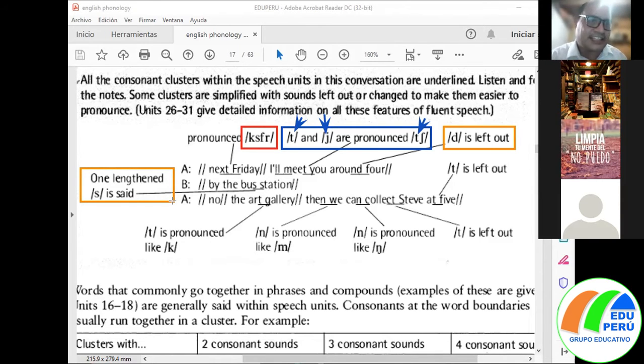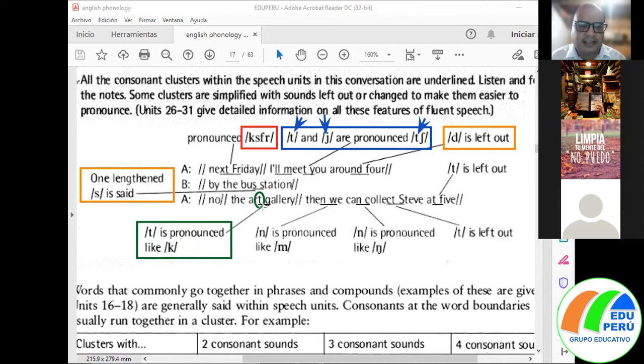Let's continue with the next line. Here we have more things to do. The art gallery. I'm saying this phrase slowly. Art gallery. In art you have the consonant t. Gallery starts with the consonant g. So we have three consonants together. But what are we going to do? Here it says we are going to change the pronunciation of the sound t.